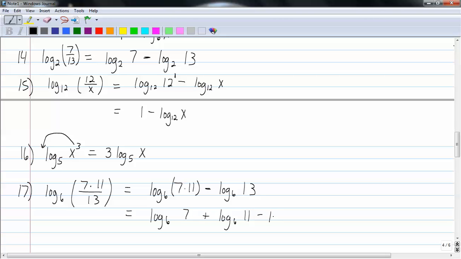And then I have minus log base 6 of 13. After you've applied the quotient rule and product rule, if you can apply the power rule anywhere, then you want to do that. Okay? There's no powers to move on this one. There's no way to change 7, 11, or 13 into 6 to some power easily. So that's our answer. That is that logarithm completely expanded. All right, so number 17 is D, as in delta.